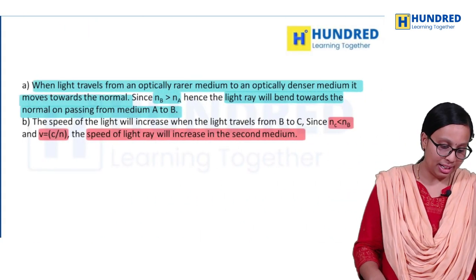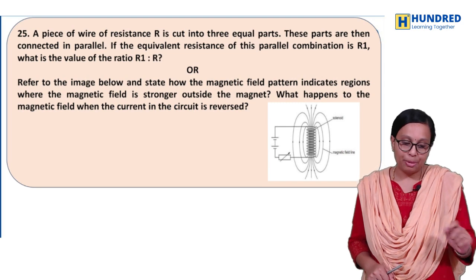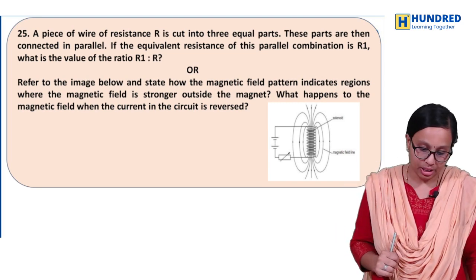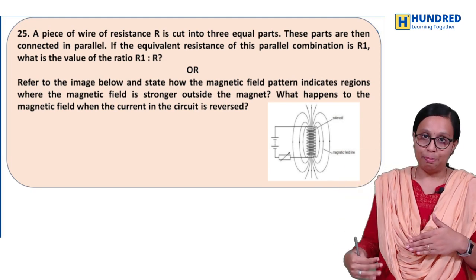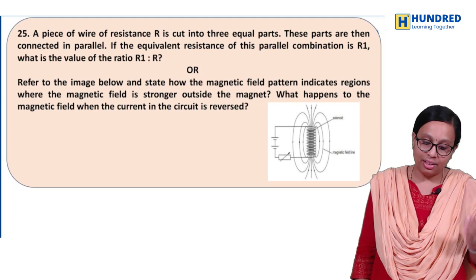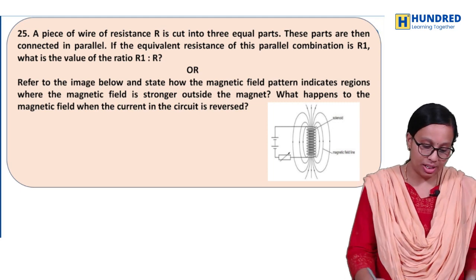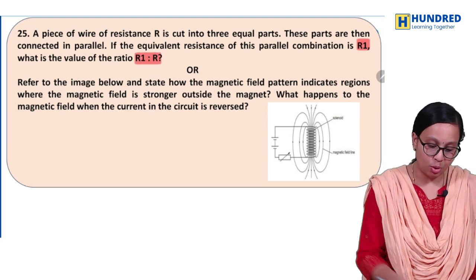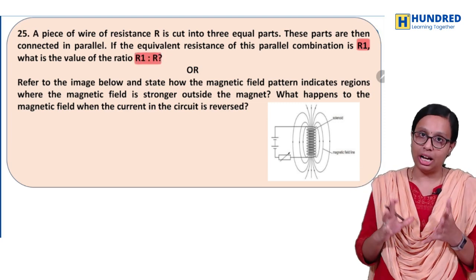Moving on to the next question. A piece of wire of resistance R is cut into 3 equal parts. These parts are then connected in parallel. So R1, R2, R3 is now connected in parallel. If the equivalent resistance of this parallel combination is R1, what is the value of the ratio R1 is to R? So we'll have to find the ratio between R1 and R.